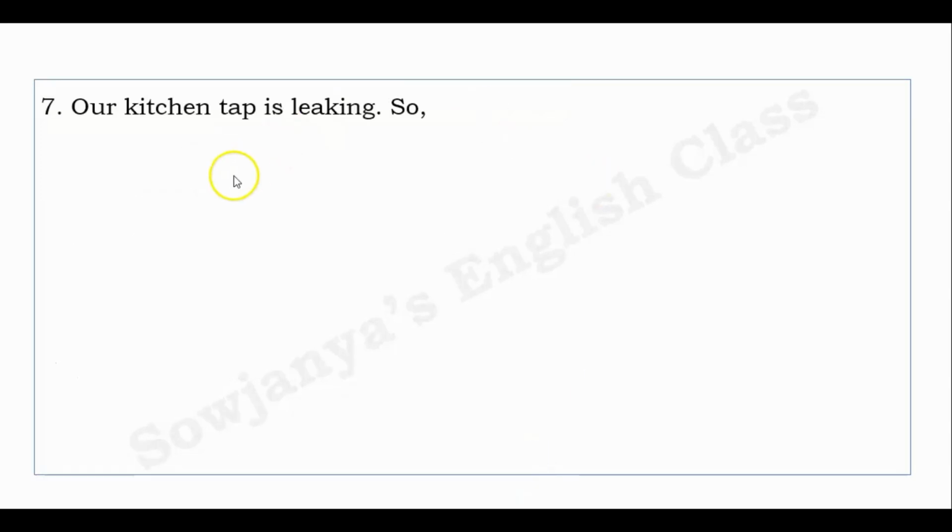Next sentence. Our kitchen tap is leaking. So, we should get it fixed. Who is going to fix the tap? Plumber. And don't forget to substitute the structure. Subject plus causative verb plus object plus V3, past participle.